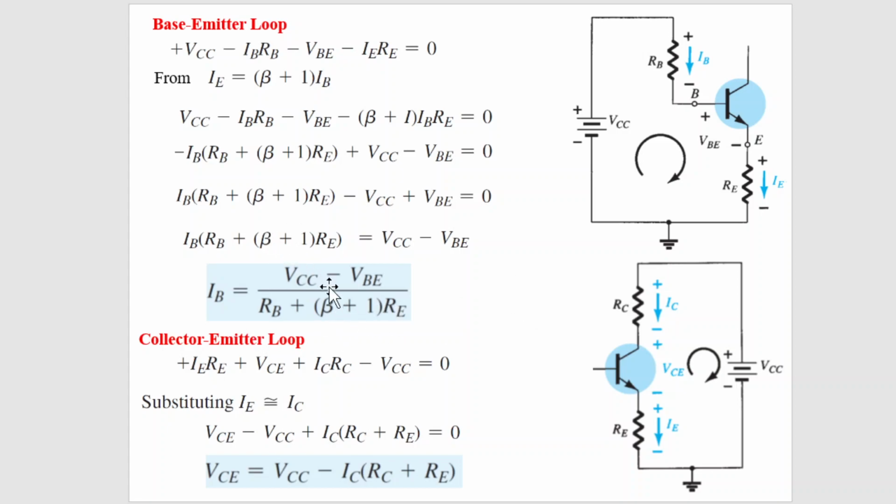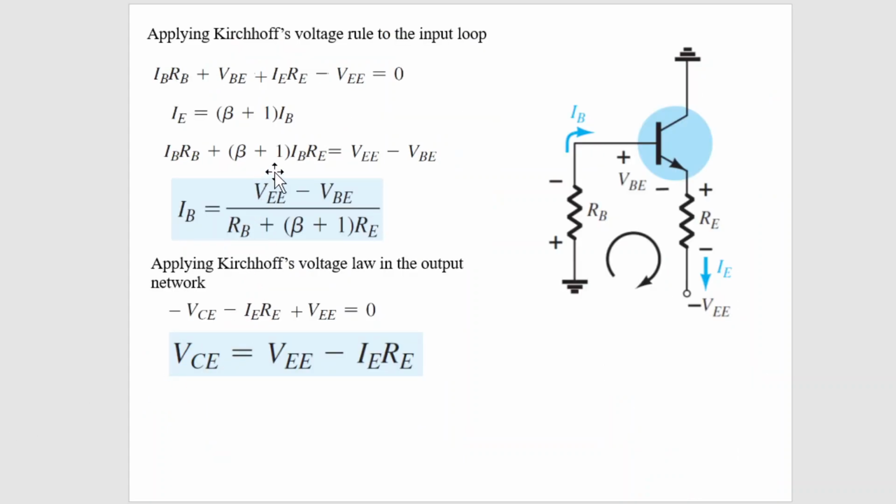The difference is, this is what I'm showing, this was the case of emitter bias configuration. In case of emitter bias configuration, it is VCC, but in case of emitter follower configuration, what we have? We have VEE. That is the only difference. IB is equal to, here we have VEE minus VBE. In case of emitter bias configuration, it was VCC minus VBE.